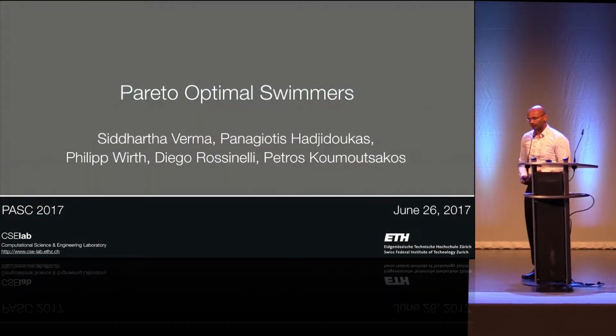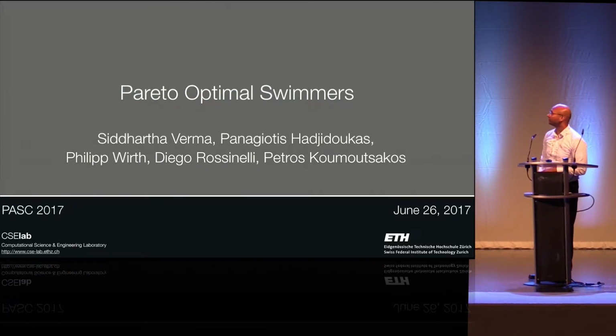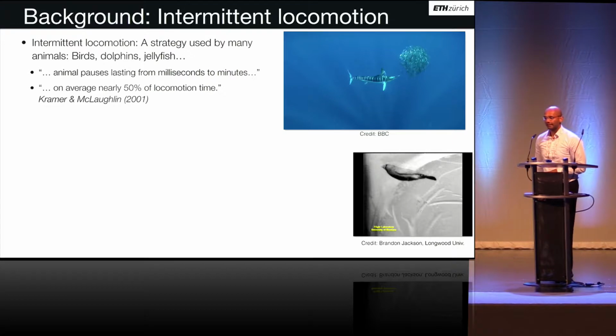So today I want to tell you a bit about how we've been using multi-objective optimization to study intermittent swimming in fish. So when I say intermittent locomotion, what exactly do I mean? You've probably observed this in animals. They never move continuously for a very long time. They often will move for a bit, then rest for a few seconds, then keep moving again.